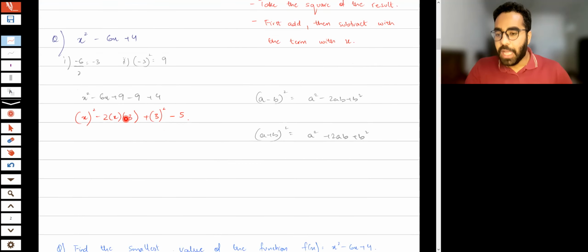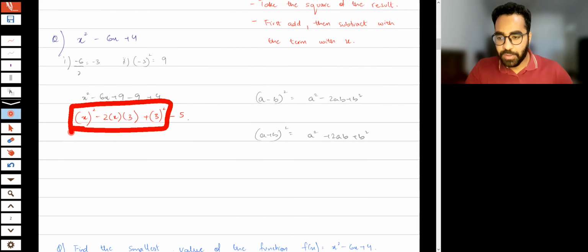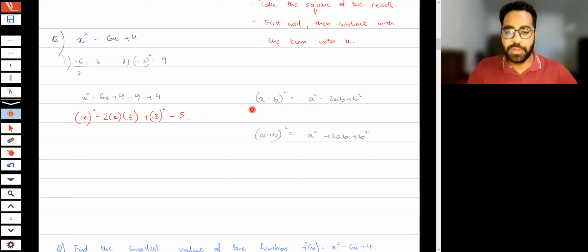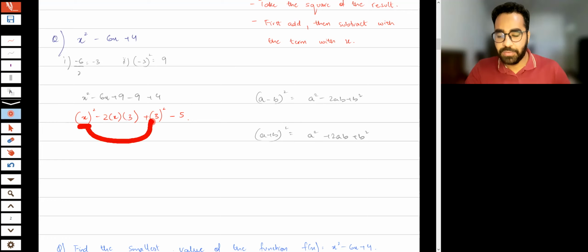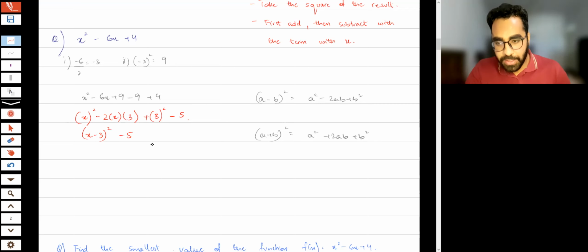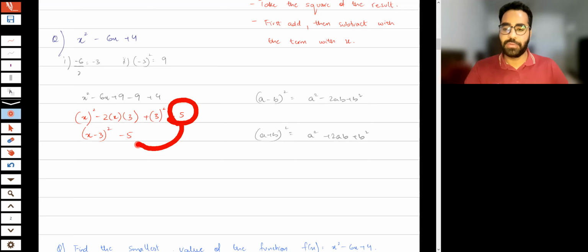Now what has to be done? You have to pick these 3 terms and convert them into this form. So I have a is x, b is 3. So it would become (x minus 3) whole squared minus 5. The minus 5 comes as it is over here.